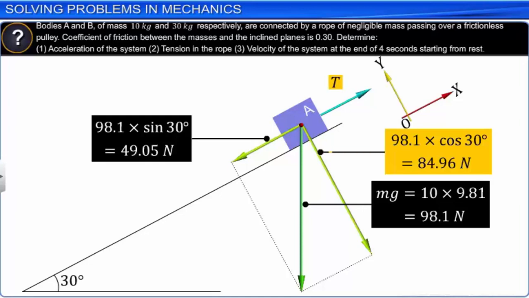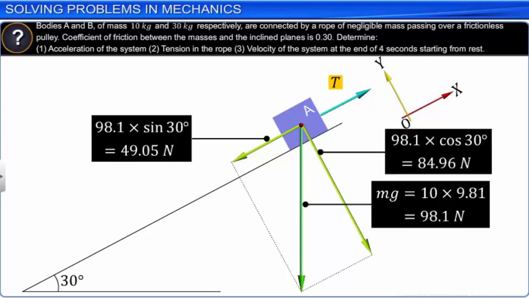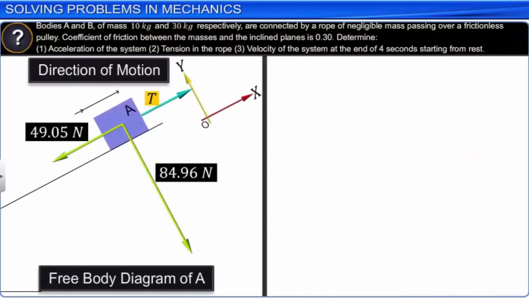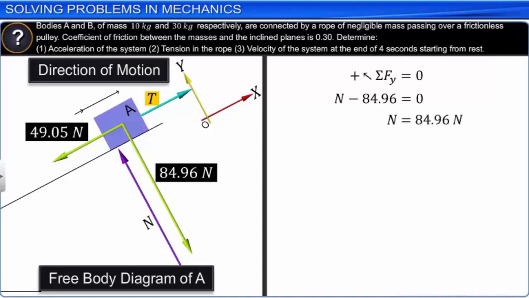As there is no motion of A in the y direction, we can say the net force along y direction is 0. Summing up the forces acting along y direction and solving this net force equation, we get the normal reaction N as 84.96 newtons. Let us call this equation 1.